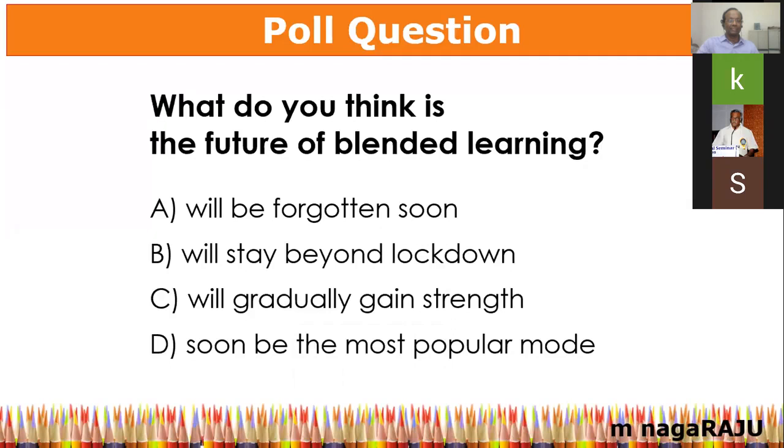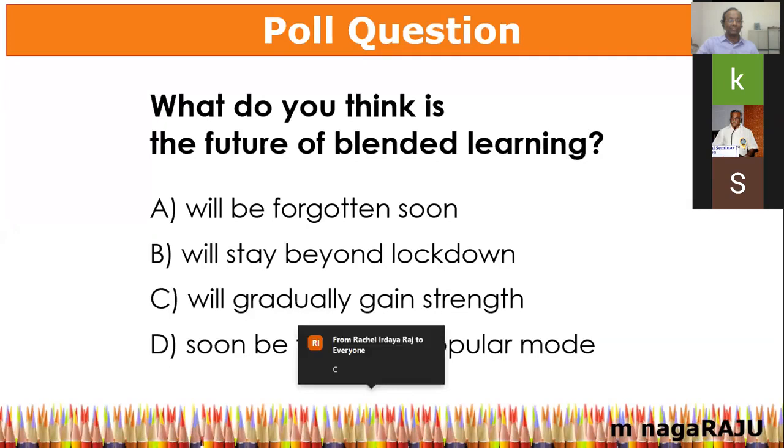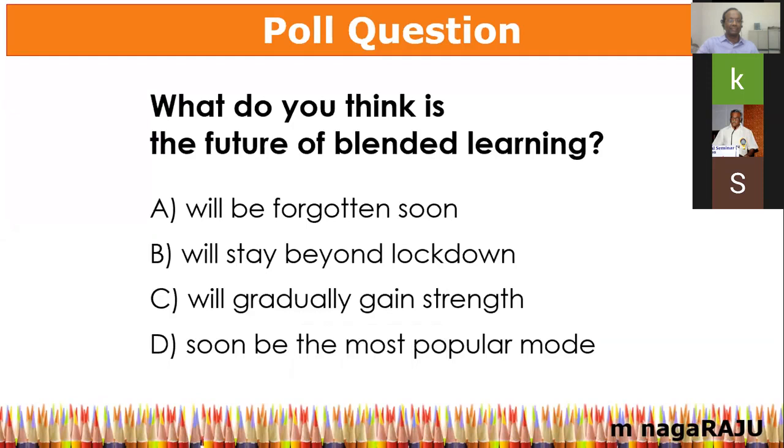So I think that blended learning is just a passing phase. In the next 2-3 months, it's going to be forgotten. Nobody will remember it again. There'll be something else that's coming. Why should I mark him wrong? Is there anything wrong with that? It's his thinking. Maybe he has 100 reasons to substantiate in case I give him opportunity. Or he might have just taken it, whatever. Okay, somebody says, we'll stay beyond lockdown. Why should I punish him?